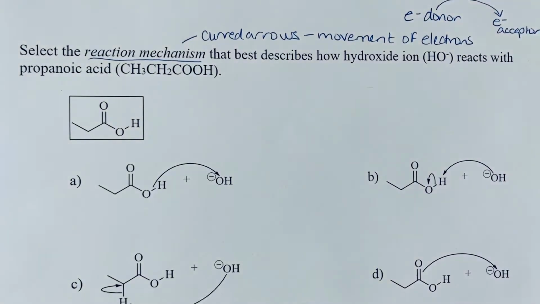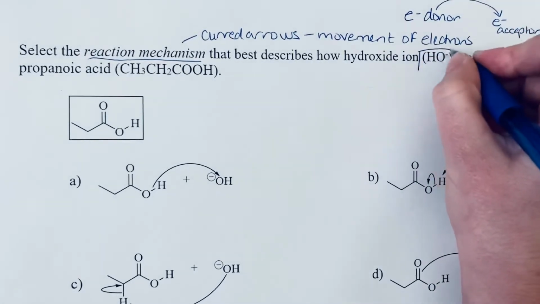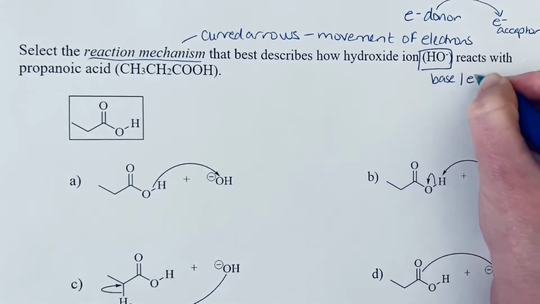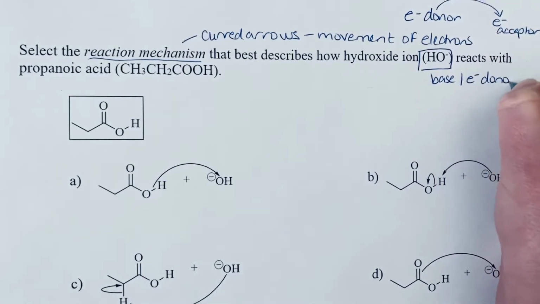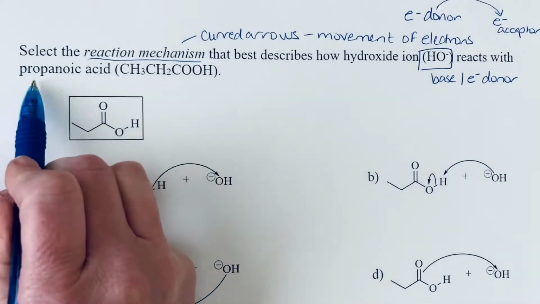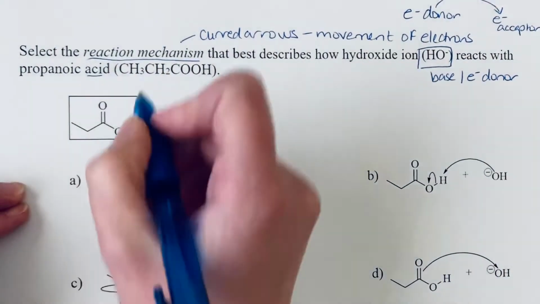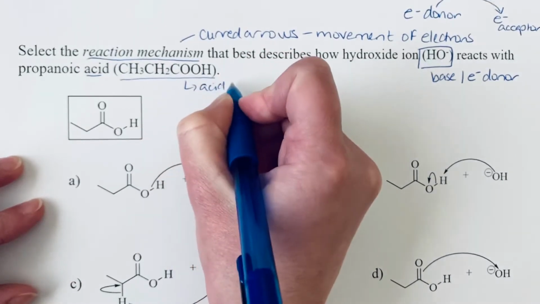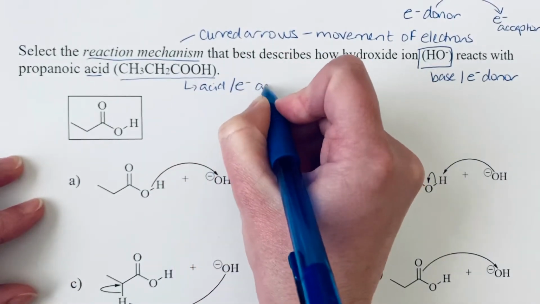And so if we're looking at an acid-base reaction, the electron donor is the base, and we know that hydroxide ion is a base. So I'm going to say base, and we're also going to call this the electron donor. And propanoic acid, from the name, we can see that this is an acid. So the acid is the electron acceptor.